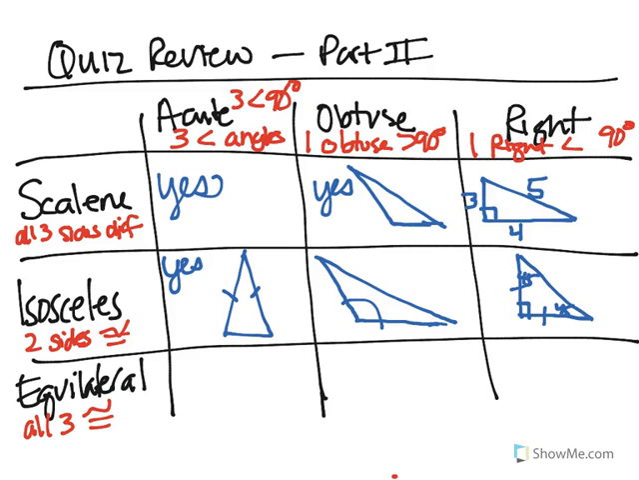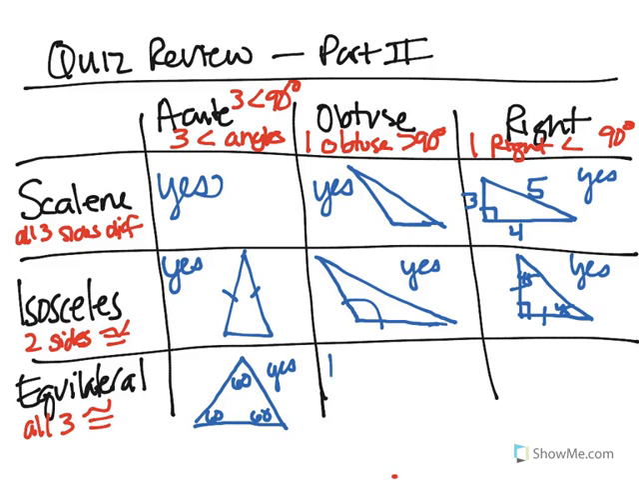Now, how about an equilateral acute? Well, yes, that's true of an equilateral because these are all 60 degrees. So that's a yes. I better put these yeses here. Yes, yes, yes, yes, yes. Okay, now how about an obtuse equilateral? No, can't do that because all three have to be the same, and once you've got an obtuse, you're going to have two angles that are different, so that's a no.